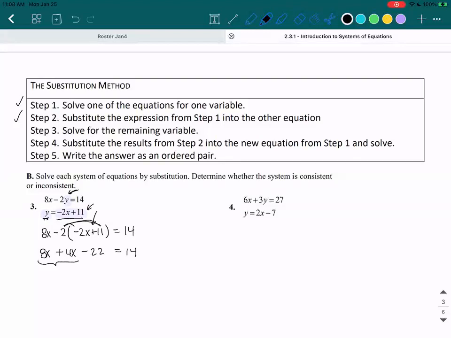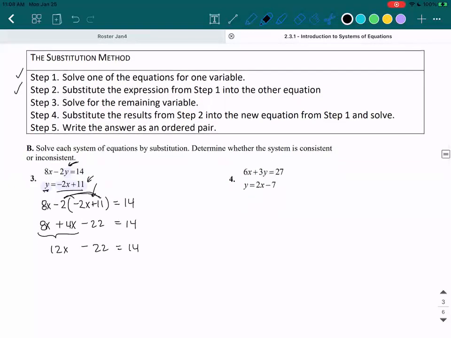Then let's combine the 8x plus 4x because they are like terms. That gives us 12x minus 22 equals 14. Now to solve for this, hopefully it's starting to look familiar. Add 22. Once again, trying to get x by itself. Those cancel out, and then it is equal to 36. And then you're just going to divide by 12. Why do we divide by 12? Because x is being multiplied by 12, so you do the opposite. We divide by 12 so they cancel out. X is equal to 3.